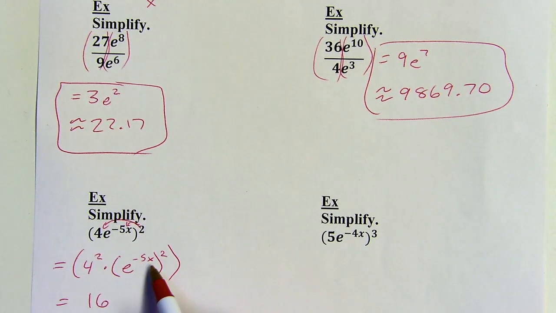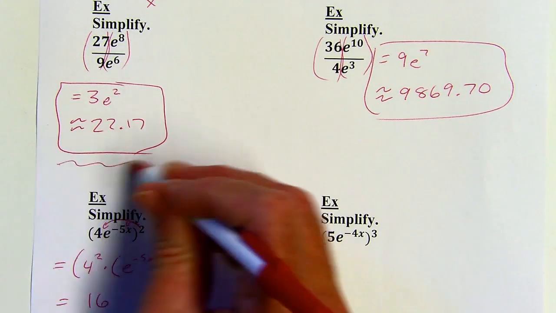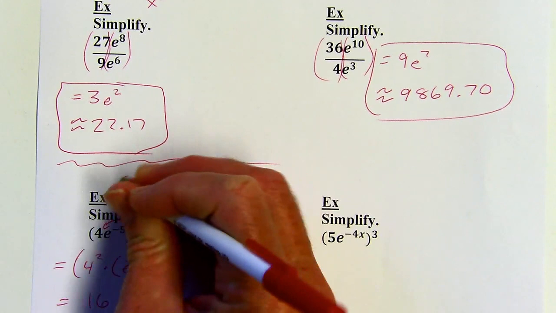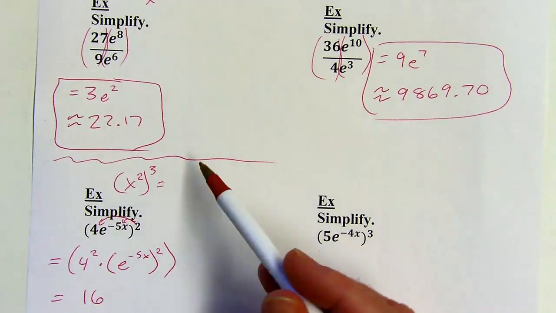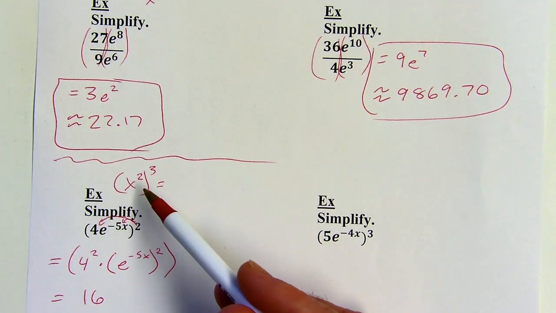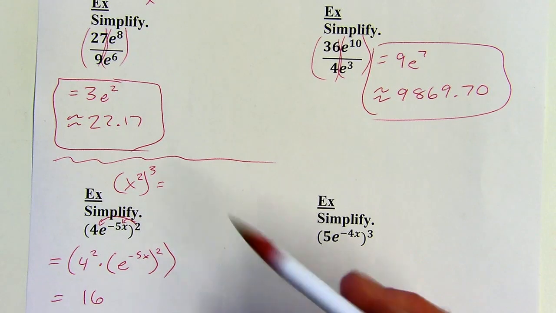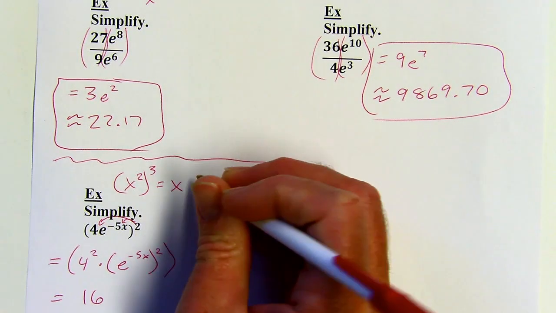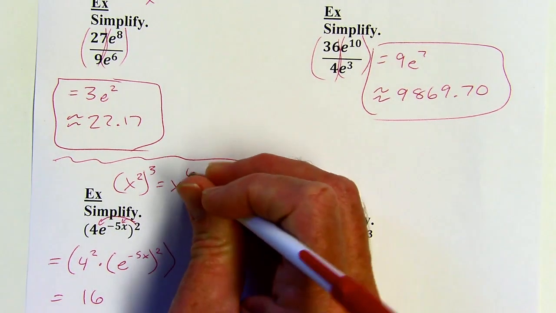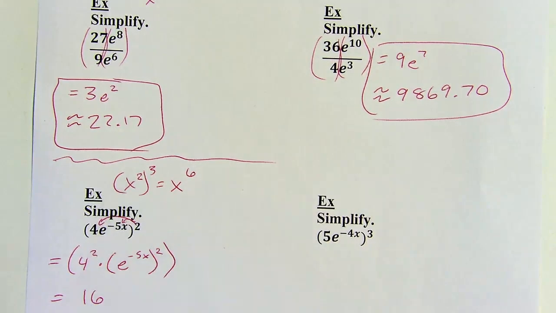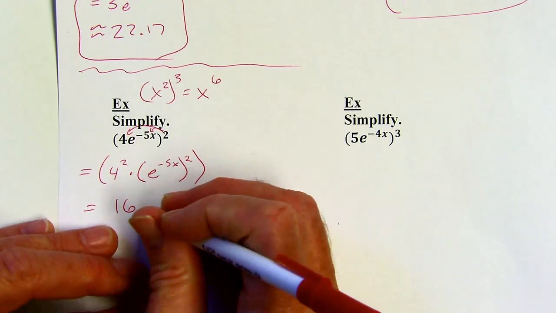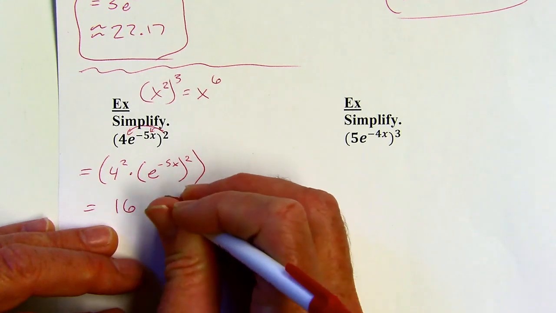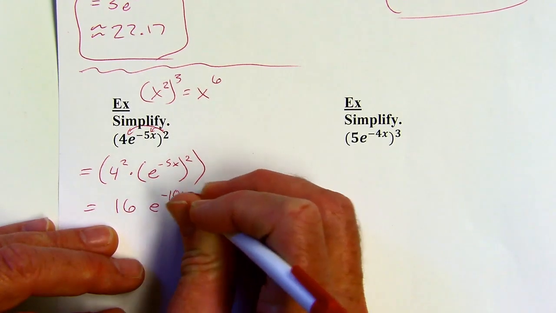okay? When you've got an exponent raised to an exponent, let's do a little review here. When you have this, you'd have 3 groups of x squared. So you'd have x squared 3 times. That means there would be 6 x's all multiplied together. So when you have an exponent raised to another exponent, you can multiply the 2 exponents together. Okay? So this is going to be e raised to the negative 10x.